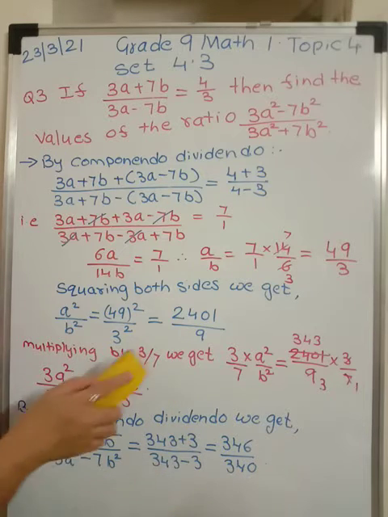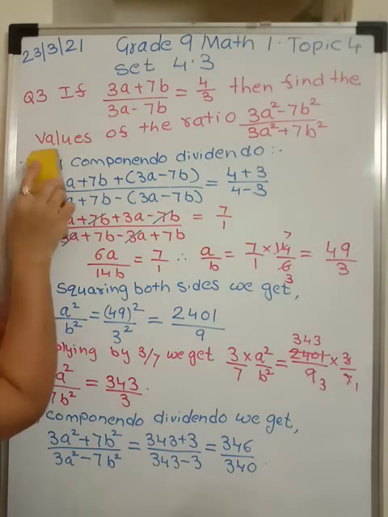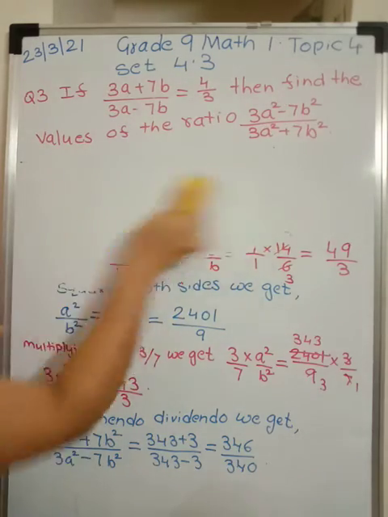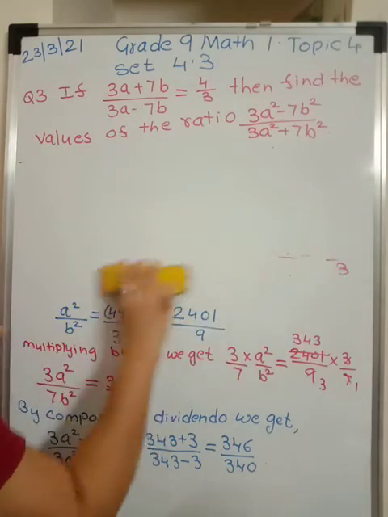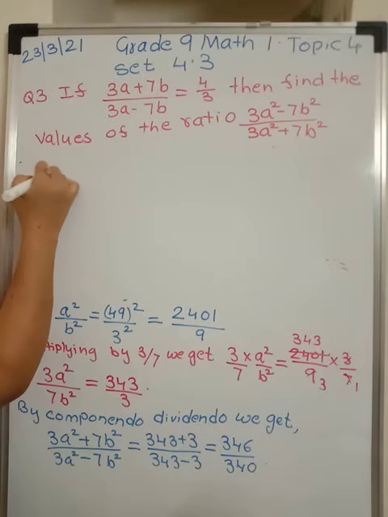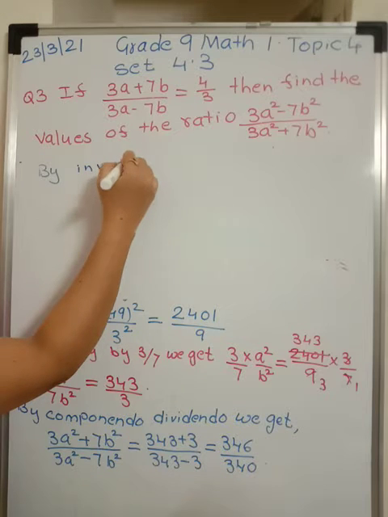So I am erasing this. Please pause the video and take it down. So now from here I am erasing. After that we have reached up to here, isn't it? Now see what I am doing. I am going to invert this ratio. So by reciprocal, we are using invertendo.